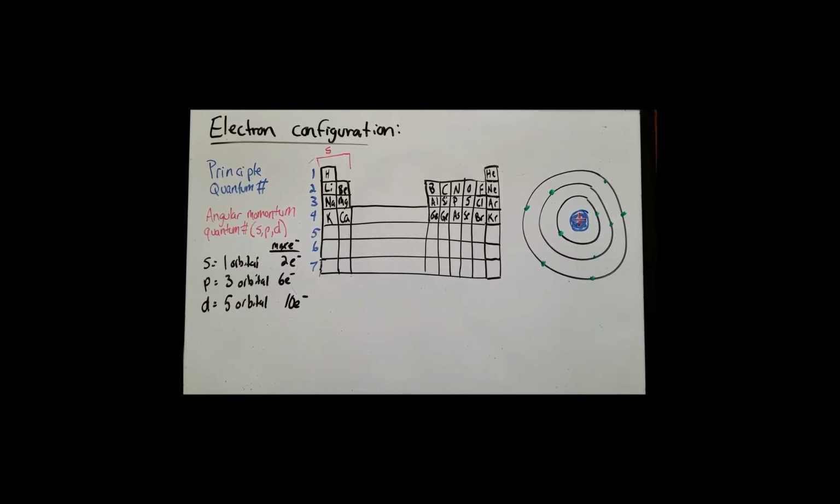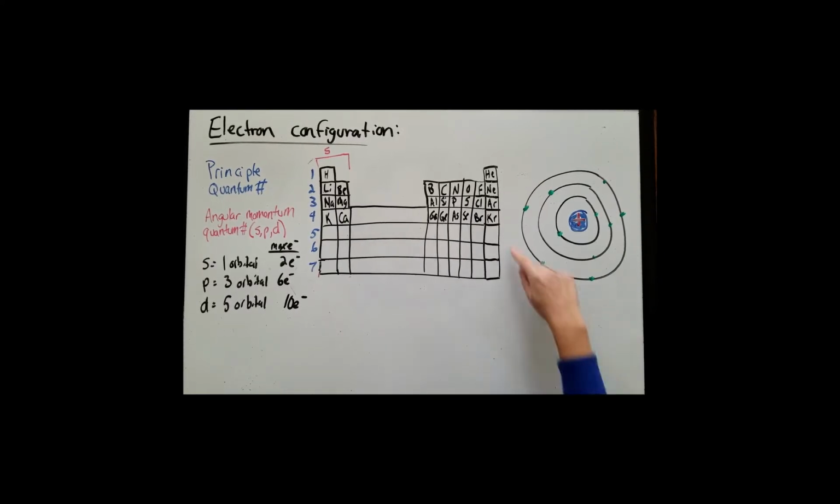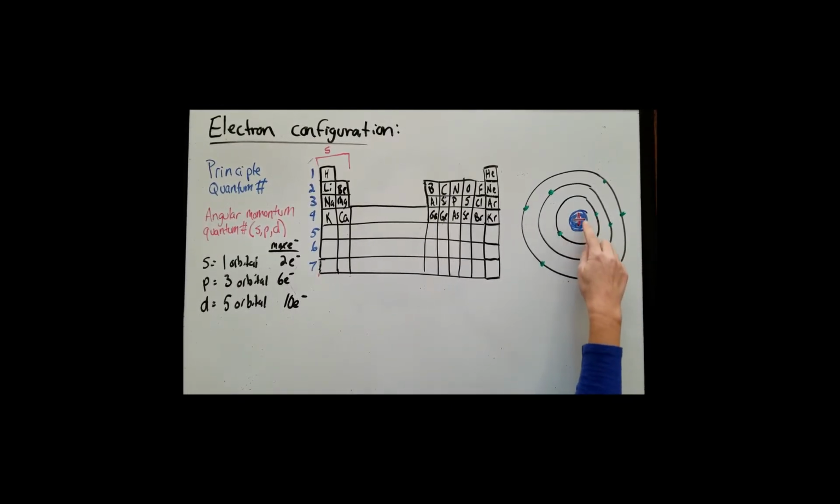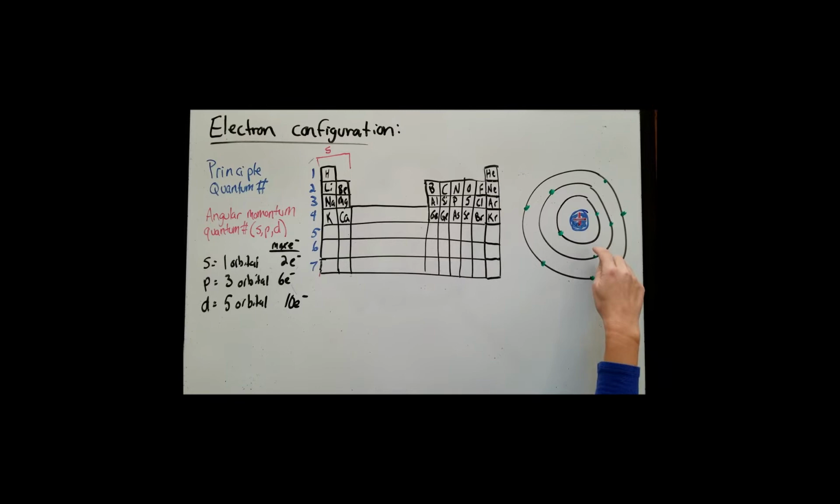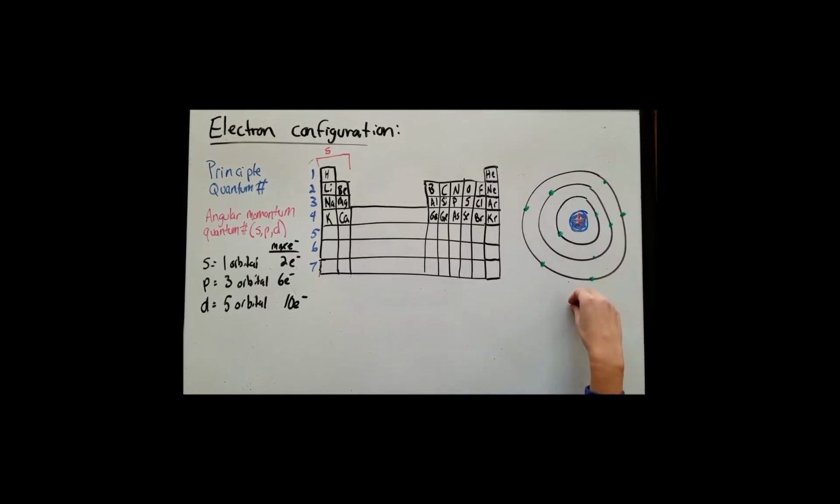Let's look at electron configuration. Electron configuration is a way of describing where the electrons are in an atom. I have this simplified depiction of an atom off to the far right. We have the nucleus in blue in the center. It's got a plus sign because of the positively charged protons in the center of the nucleus. Then these little green dots are the electrons surrounding the nucleus on different sublevels.